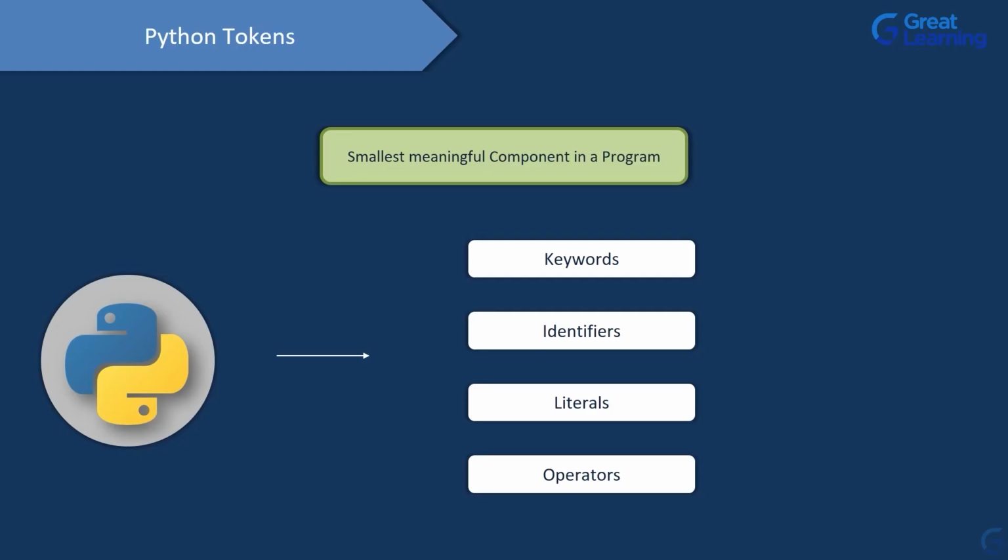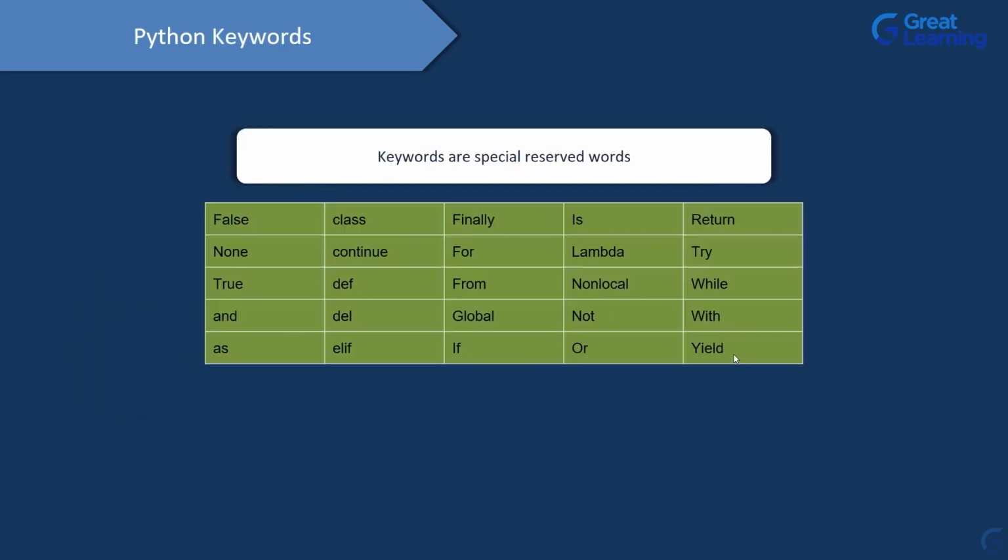So now we'll head on to Python tokens. So a Python token is basically the smallest meaningful component in a program. And in a programming language, or basically in Python programming, we've got these 4 tokens. So we've got keywords, identifiers, literals, and operators. So we've already understood what exactly are operators. Now let's understand what are keywords, identifiers, and literals. So let's start off with keywords. So as it is stated over here, keywords are special reserved words.